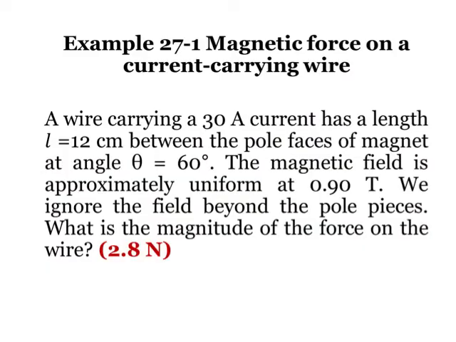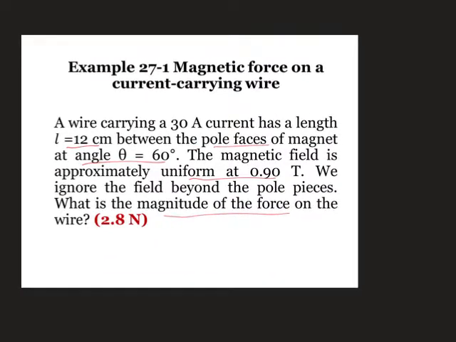This is one of the questions which is quite easy. The question asks you to find the magnitude of the force. They give you the length in centimeters; make sure you always change that into SI units. The pole face of the magnet is at an angle of 60 degrees, and the magnetic field is approximately uniform at 0.90 Tesla. The angle is between the current and the magnetic field, so you can use the formula F equals BIL sine theta.